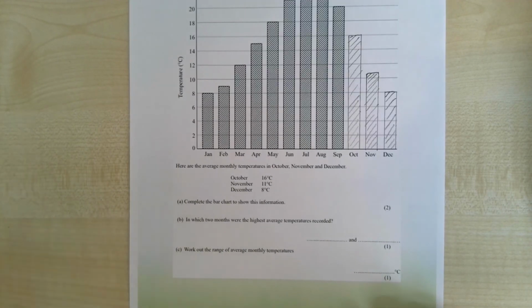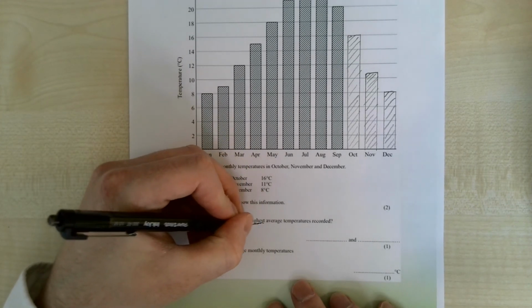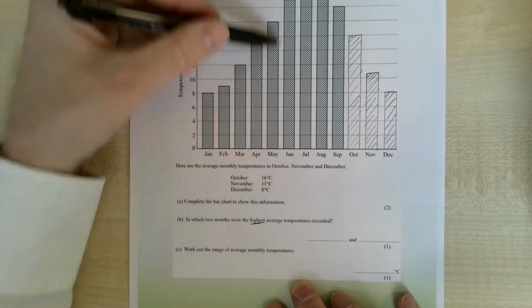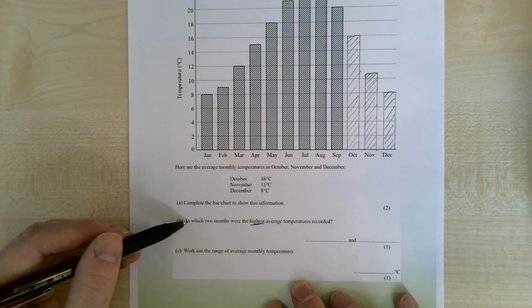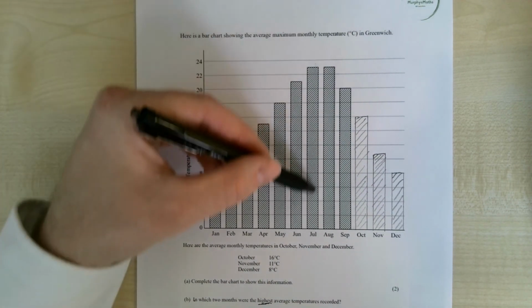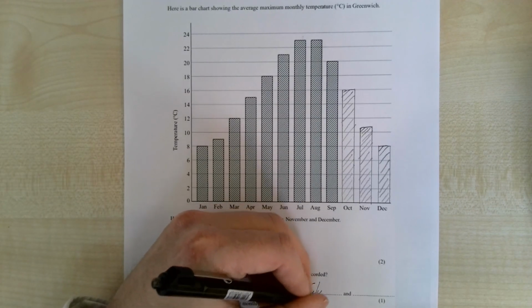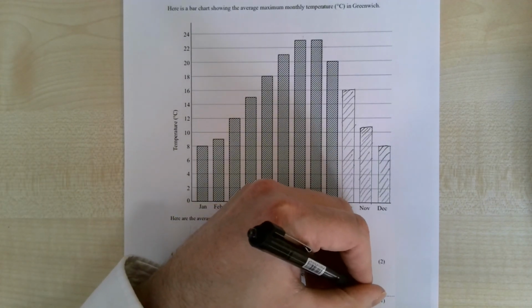Part B. In which 2 months were the highest average temperatures recorded? So if we're looking for highest, we are literally looking for the highest bar in here. And there's 2 of them. So we're looking at these 2 bars here, which correspond with July and August, which is no surprise. Give us the summer months.